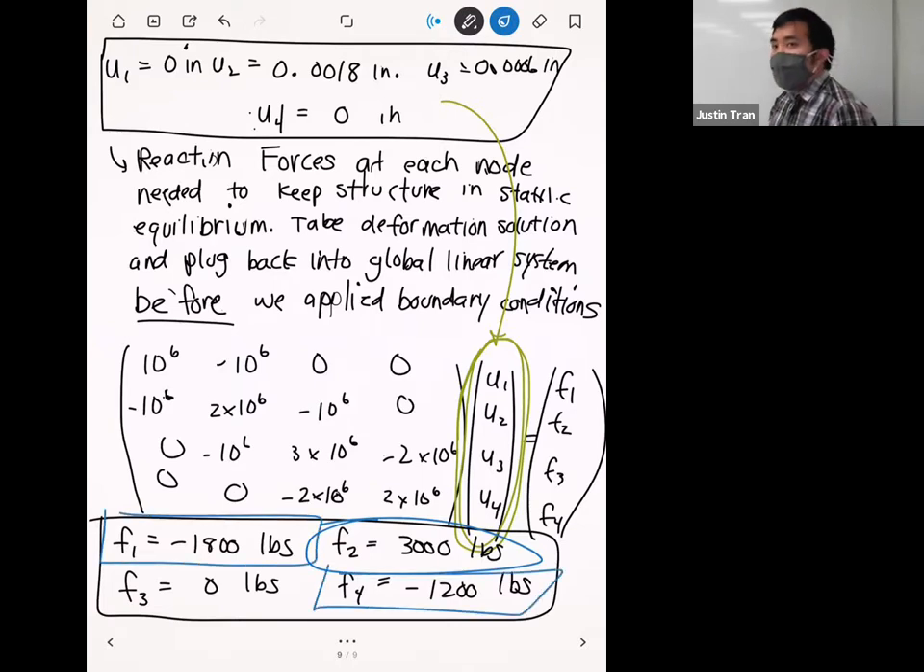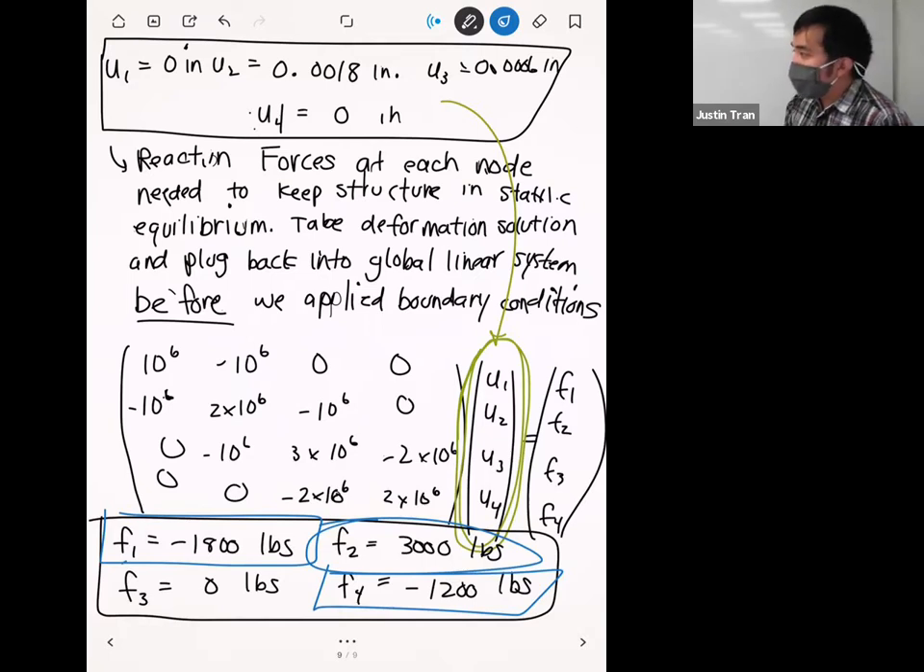The other two that should jump out to you are F1 and F4, which is where we had our fixed constraints. We have reaction forces here in the negative direction, and these are going to cancel out the 3,000 pounds for F2. If you add F1 and F4 together, you'll see that we get exactly minus 3,000 pounds. And if you add all of the reaction forces together, you'll see that you get 0 pounds overall.